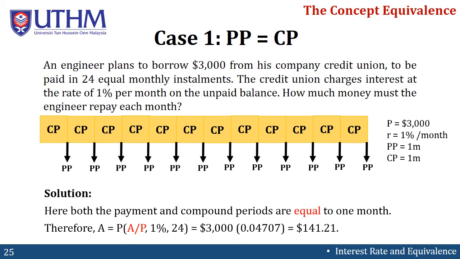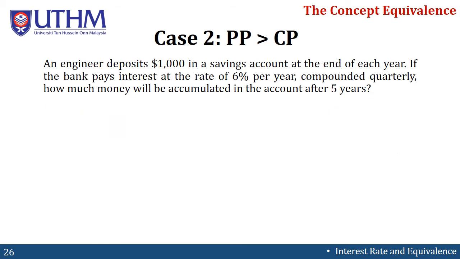Okay, now I hope you understand the first case, and we will go to the second case, where the payment period is greater than the compounding period. So we read the example. An engineer deposits 1,000 in a savings account at the end of each year. If the bank pays interest at the rate of 6% per year compounded quarterly, how much money will be accumulated in the account after 5 years?